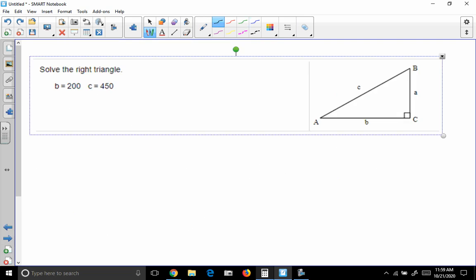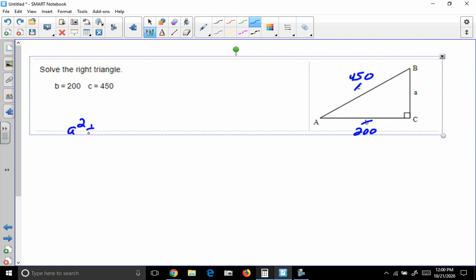All right, this one, they want us to find the missing pieces. So side B is 200, so that's the side across from angle B. Side C is 450, that's the side across from angle C. And they want us to find the rest of the pieces. So to get side A, since we only know one angle, we would have to use the Pythagorean theorem.